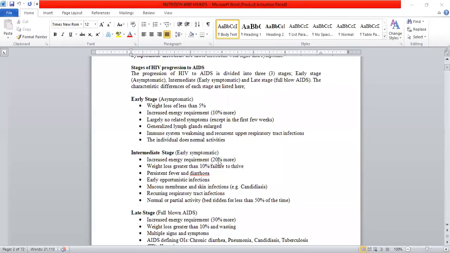So on the asymptomatic stage, this is where a person's weight loss is less than 5%. As in, they have lost some weight, but it is less than 5%. In this case, you're supposed to increase the energy requirement by 10%. What do you mean by this?